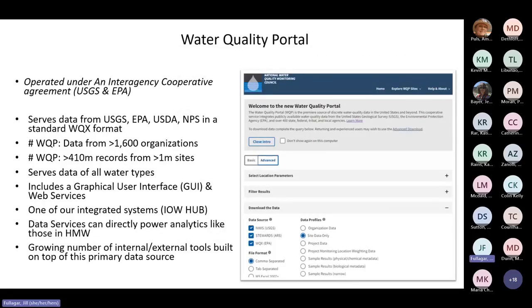So just to give the bigger picture of what happens then. The WQX, or Water Quality Exchange, is where you're going to put your data into it. It serves data from USGS, EPA, USDA, Park Service, as well as a variety of other entities, such as I mentioned, tribes, it could be citizen groups. Anybody can get the organization in there and enter data into it. As of the time when Adam made these slides, there's data from more than 1,600 organizations, greater than 410 million records from more than 1 million sites in there, and it serves all types of water data.